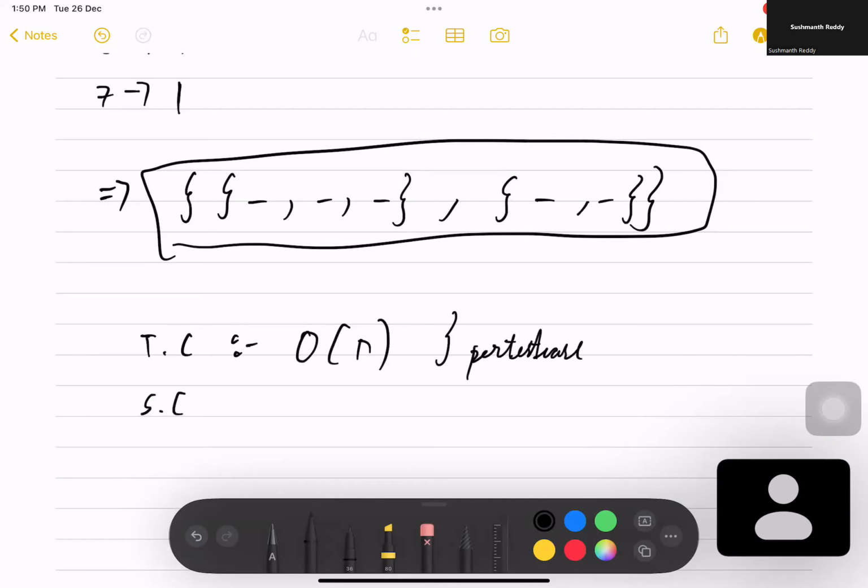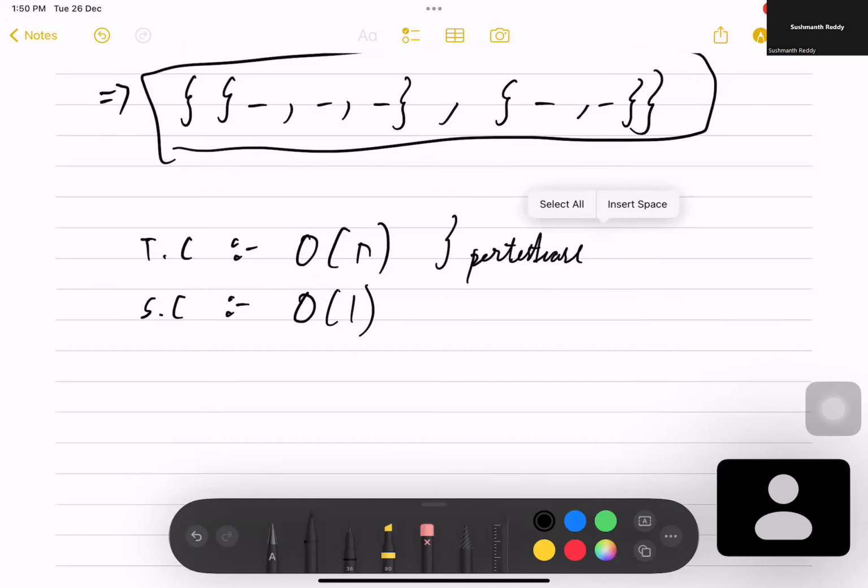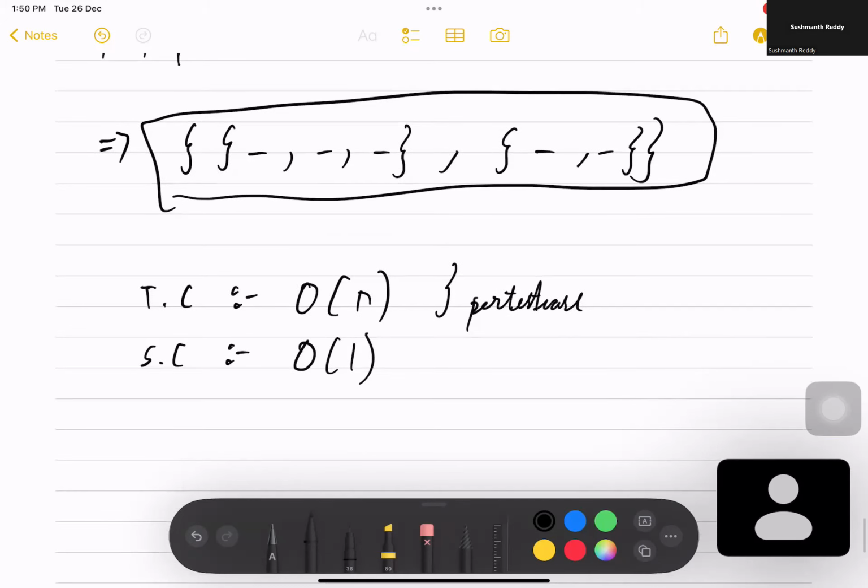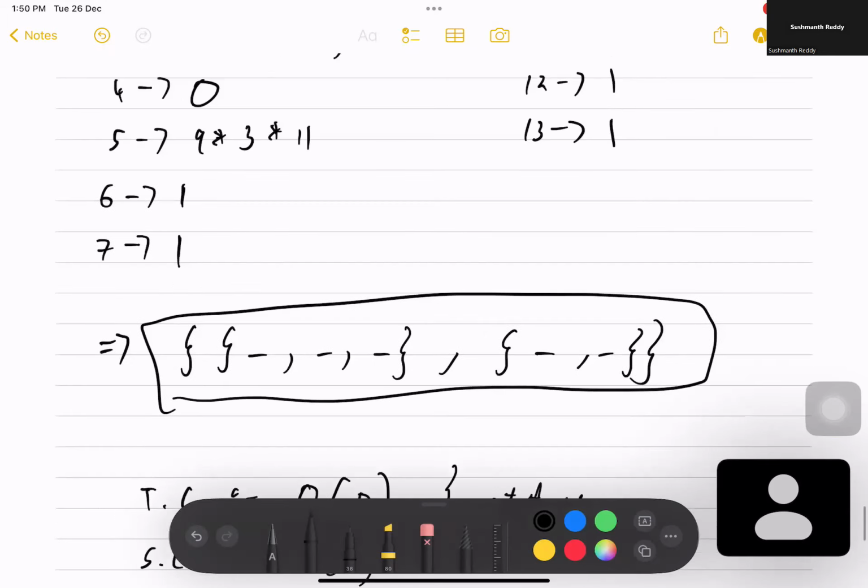And space complexity depends on how you implement. Considering the ideal situation, we can implement this in O(1), and it can even be implemented in O(n). So this way we can solve it per test case with a time complexity of big O of n and space complexity of big O of n.